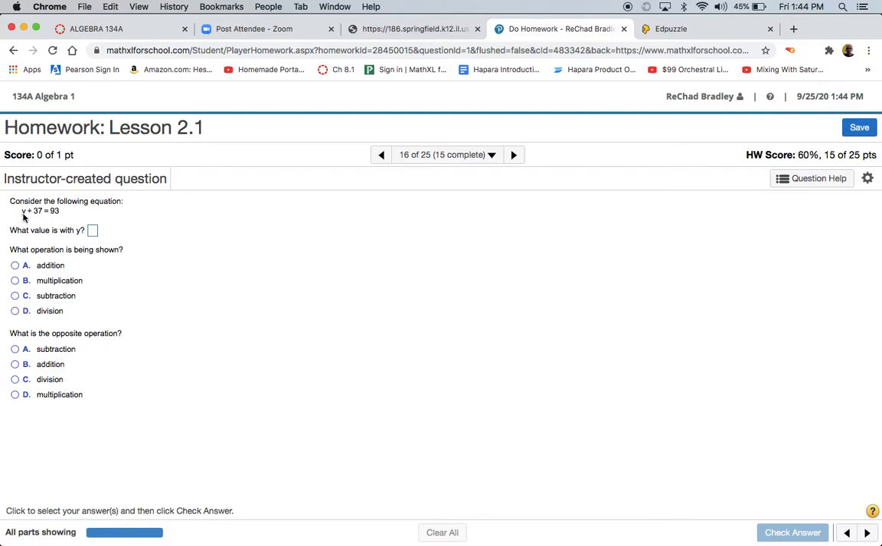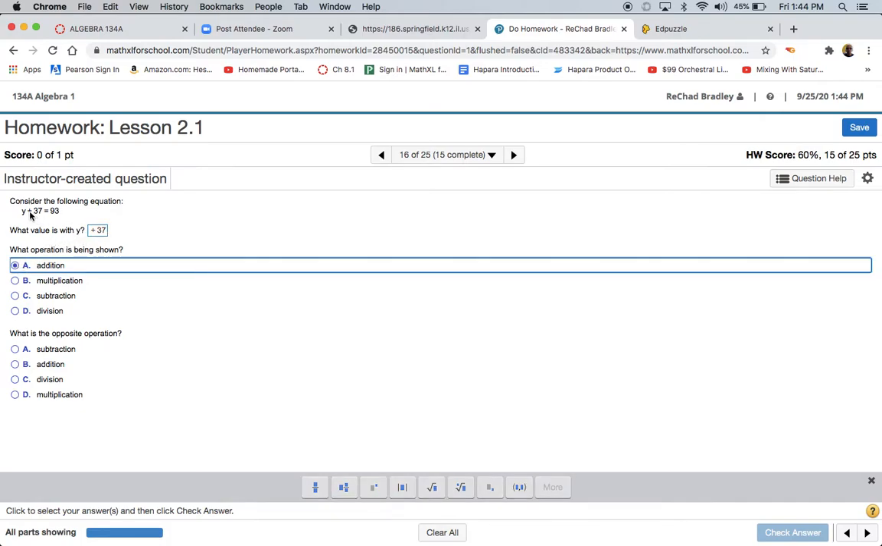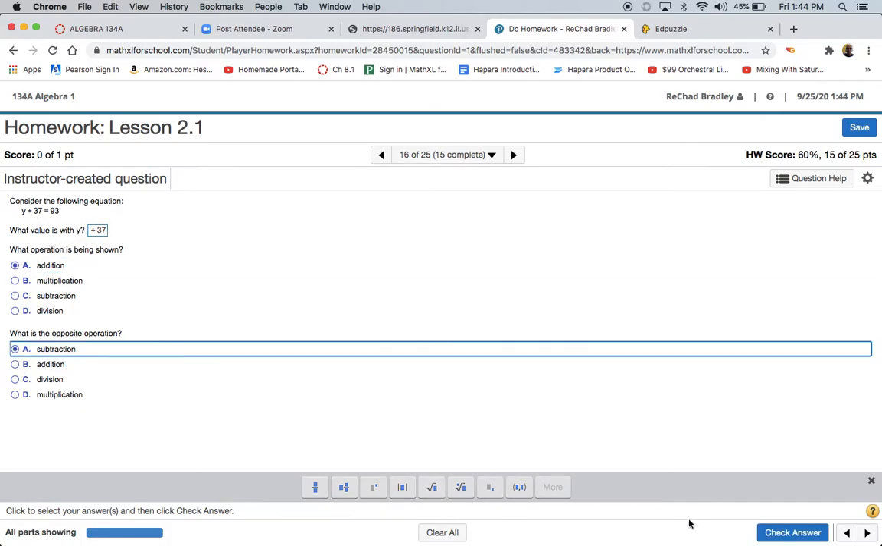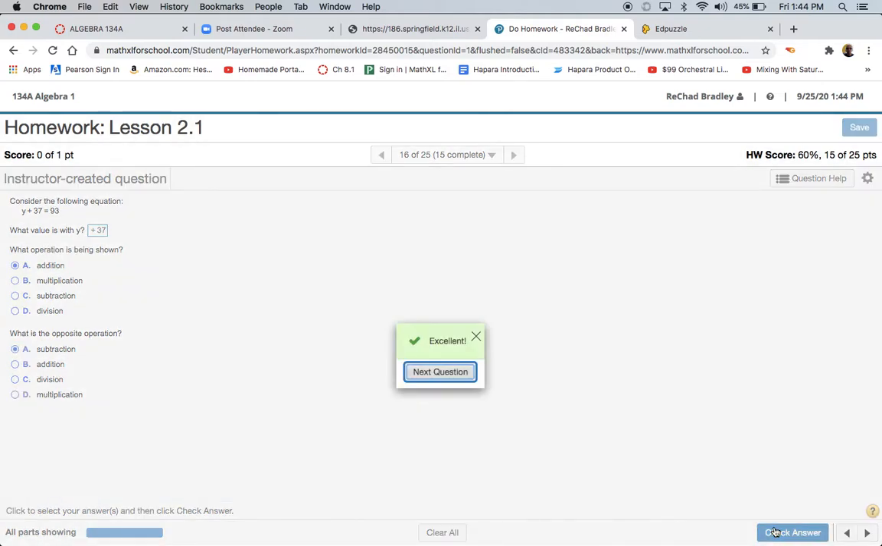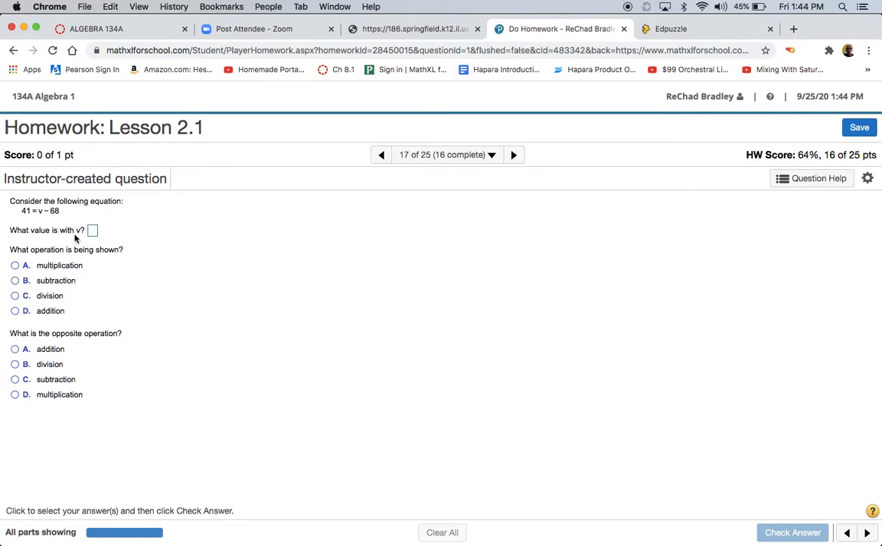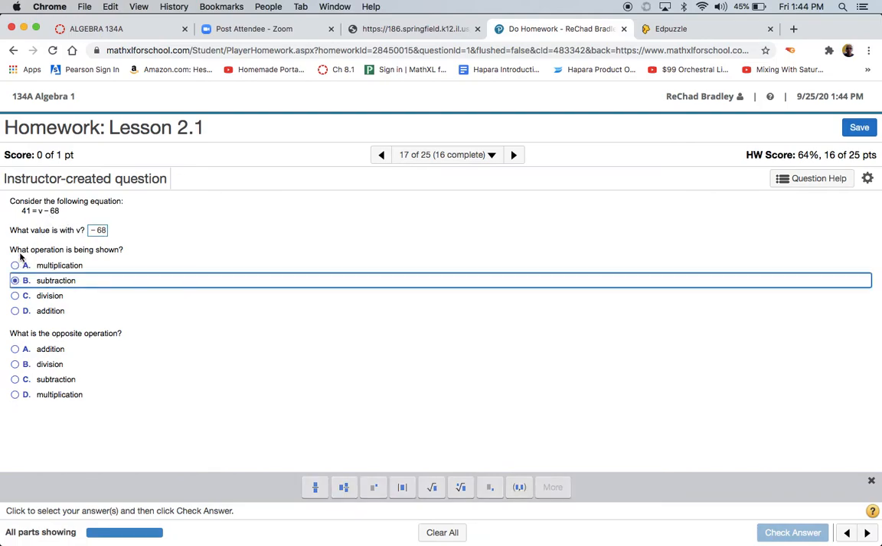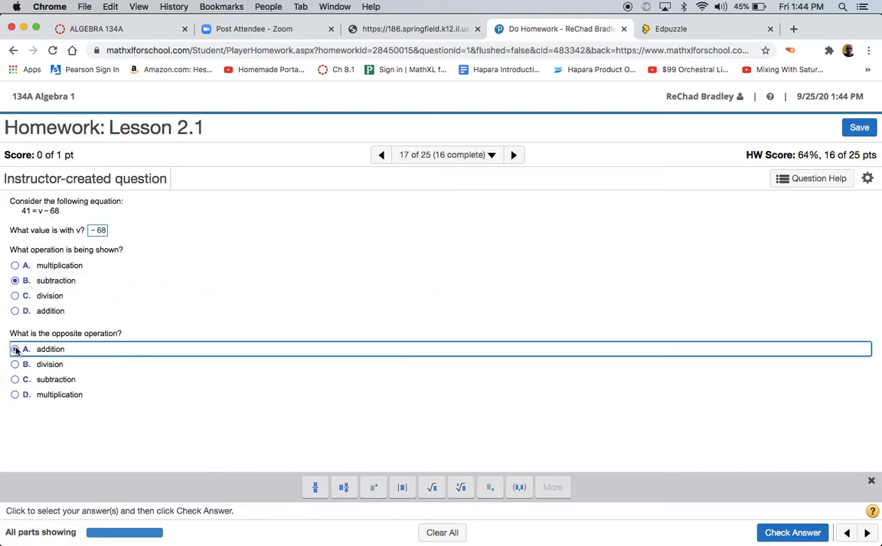The value with y is positive 37. It is addition because that's showing a plus, and the opposite of addition is subtraction. The value with v is negative 68. This is showing me subtraction. The opposite of subtraction is addition.